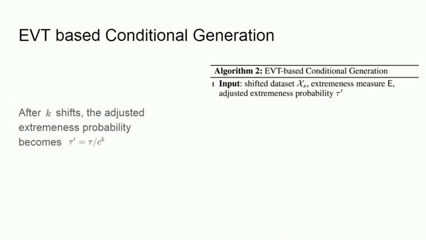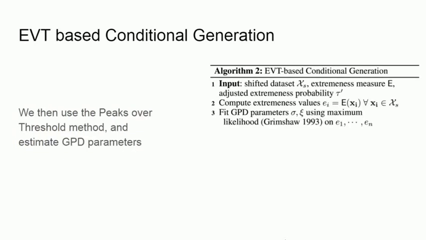In the next step of our approach, that is EVT based conditional generation, we first calculate the adjusted extremeness probability. After k shifts with the shift parameter c, the adjusted extremeness probability tau prime becomes tau divided by c power k. Then, for each data point in our shifted dataset, we compute the extremeness values. On these values, we can then apply peaks over threshold method and estimate the GPD parameters.